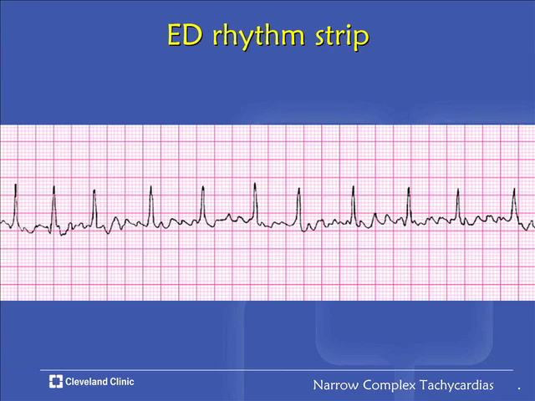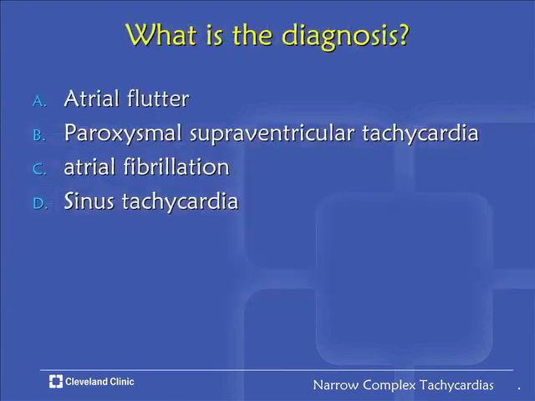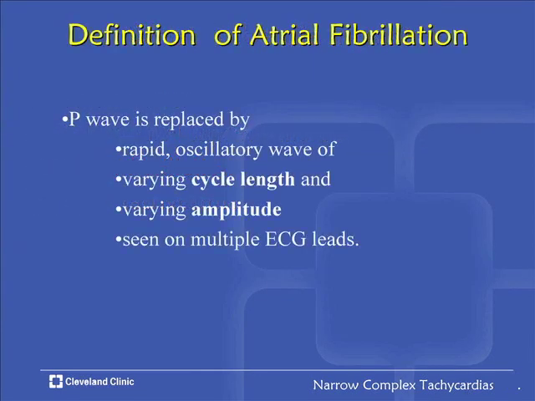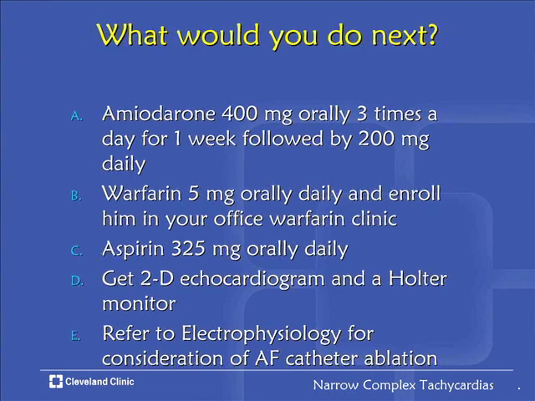We do see this in patients who have a healthy myocardium, healthy left atrium. It's a diagnosis of atrial fibrillation. So varying cycle lengths, varying amplitude, varying shape of the flutter wave, of the F waves, we call it atrial fibrillation. So what are you going to do for this gentleman?